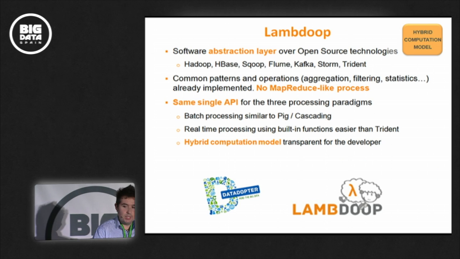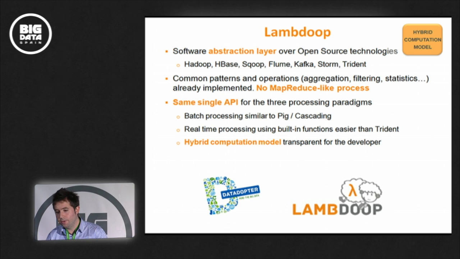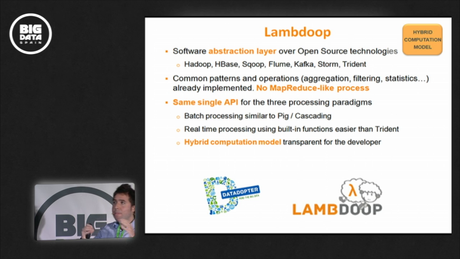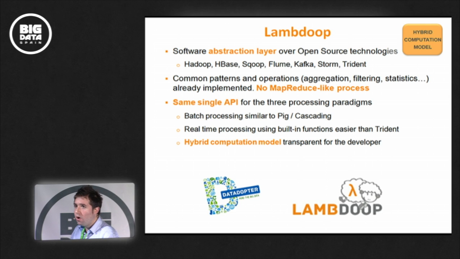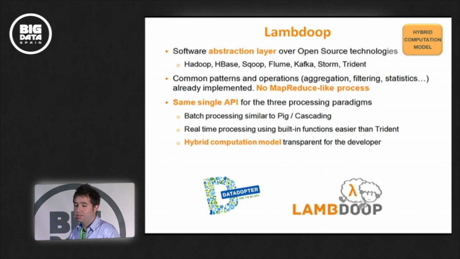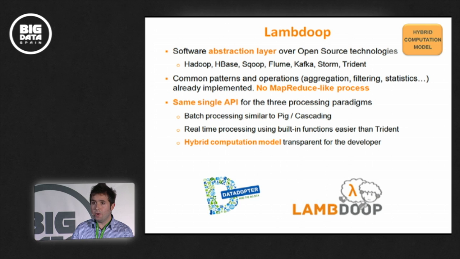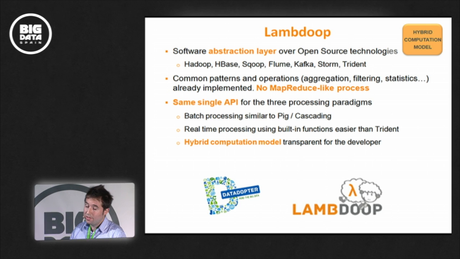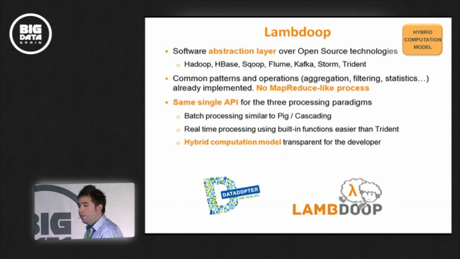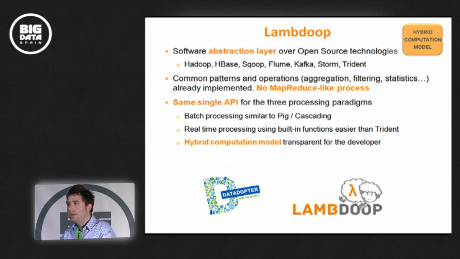Another promising technology is Landup that we are doing in Data Adopter. Basically, Landup is an abstraction layer on top of many open source technologies that are needed to develop a whole Lambda architecture. Landup provides a simple programming model that is not MapReduce. It's an easier one, more friendly, for the 3 processing paradigms. It uses a Cascading Pig-similar approach.